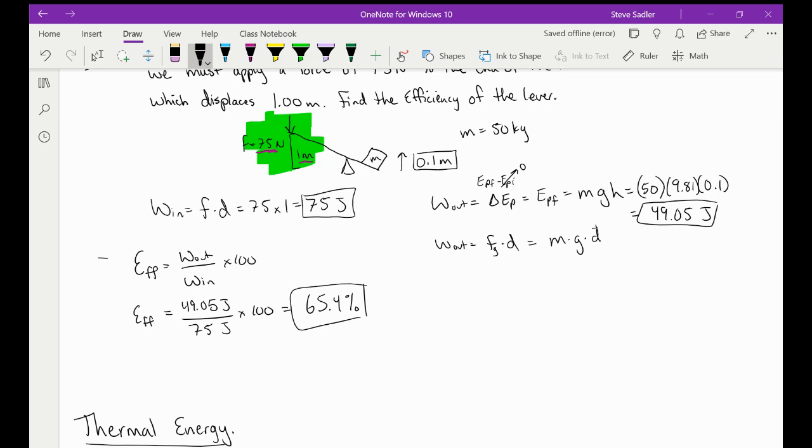Hopefully that makes sense. We will look at some problems that involve power rather than work, but you can still use your efficiency is equal to power out over power in formula.